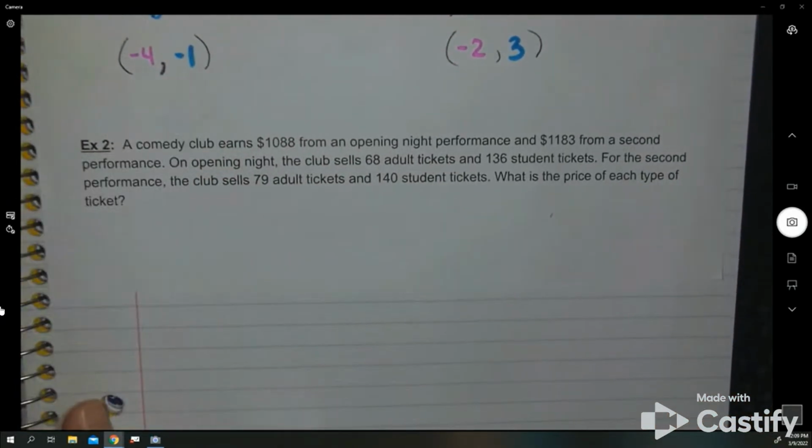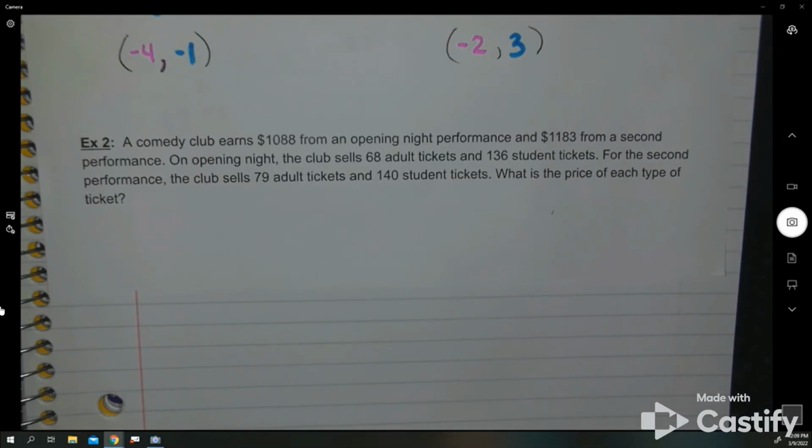And our last example that we're going to take a look at. A comedy club earns $1,088 from an opening night performance and $1,183 for a second performance. On opening night, the club sells 68 adult tickets and 136 student tickets. For the second performance, the club sells 79 adult tickets and 140 student tickets. What is the price of each type of ticket?